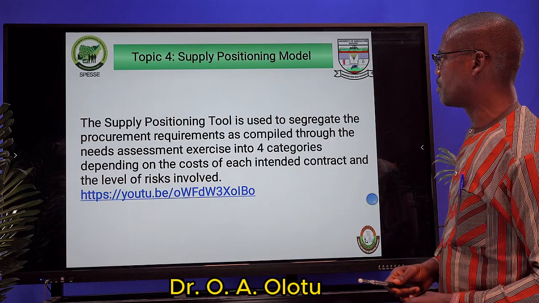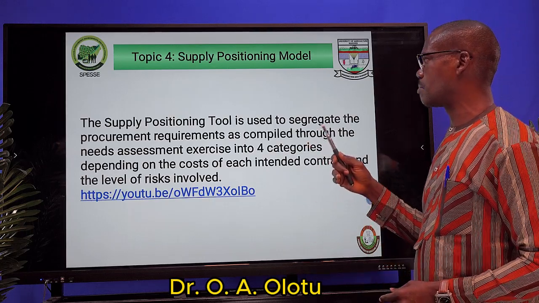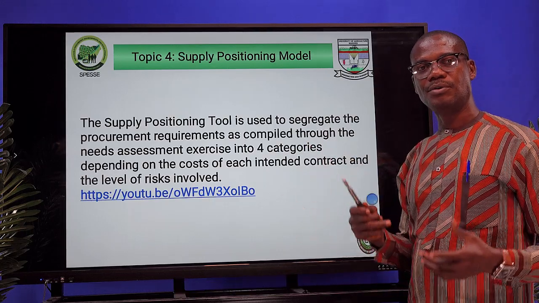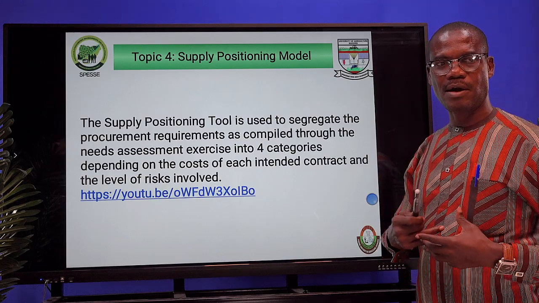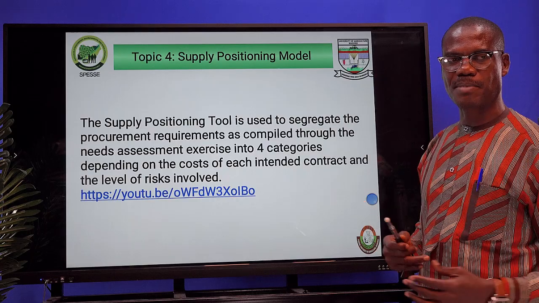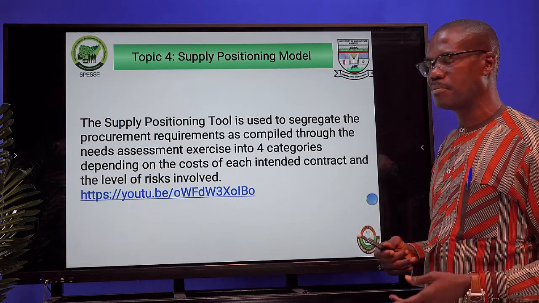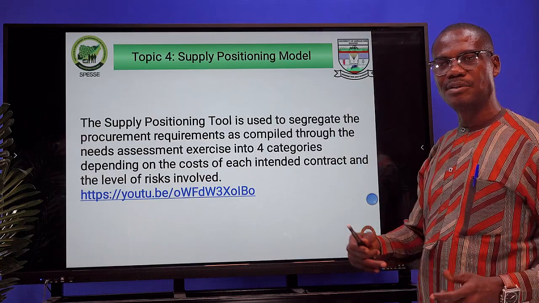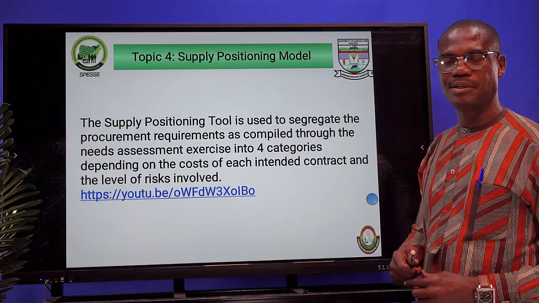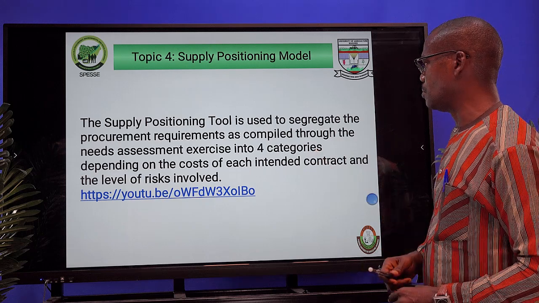Then also it's very important for you to appreciate supply positioning. How does the company want to place their organization in the mind of the suppliers? It is very important that the organization understands who the suppliers are and how the supplier views the organization they want to do business with.